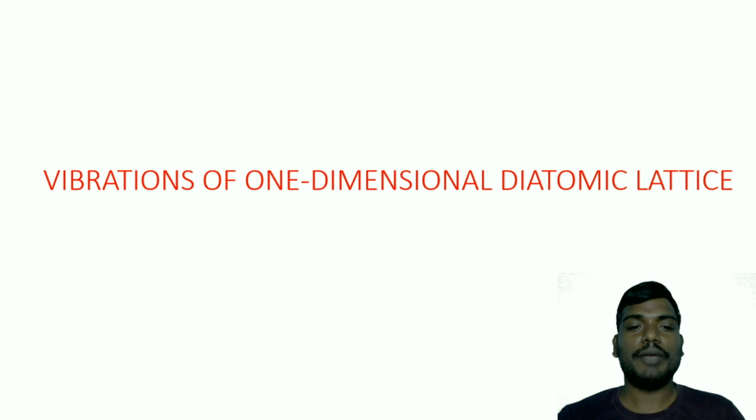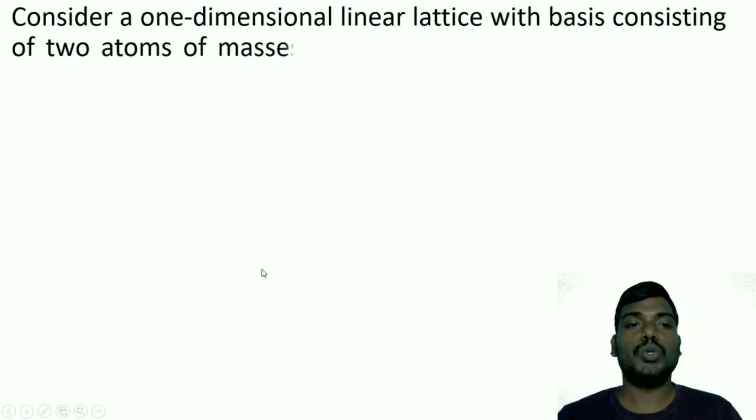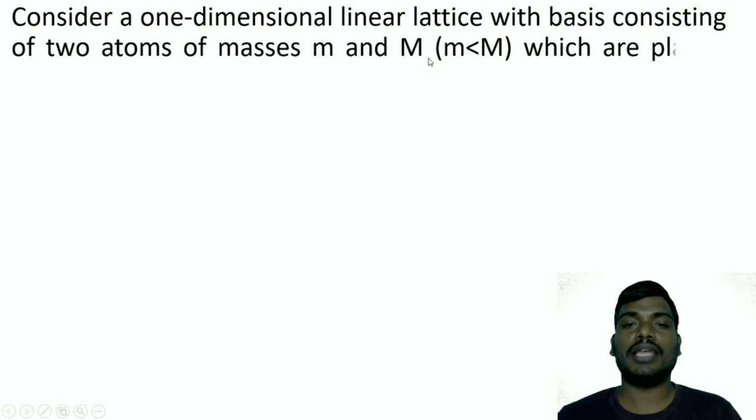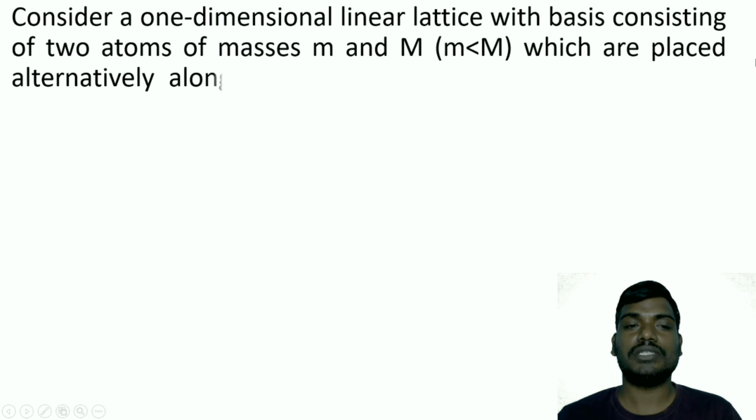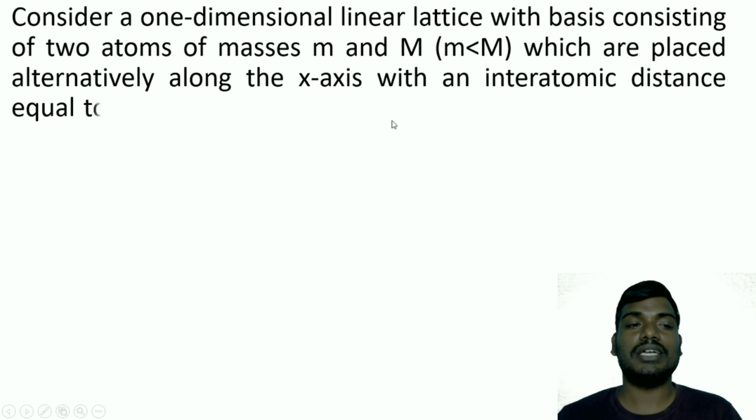Today's topic: vibration of a one-dimensional diatomic lattice. First of all, consider a one-dimensional linear lattice with a basis consisting of two atoms of masses small m and capital M, where small m is greater than capital M, which are placed alternately along the x-axis with an interatomic distance equal to small a.